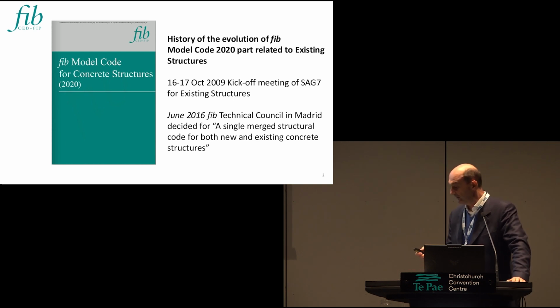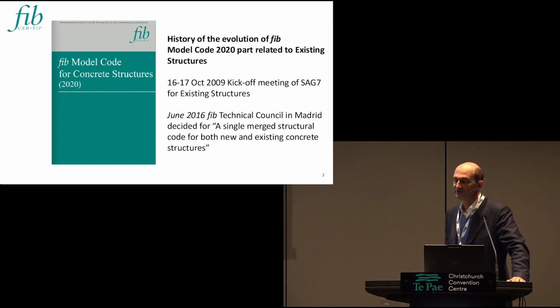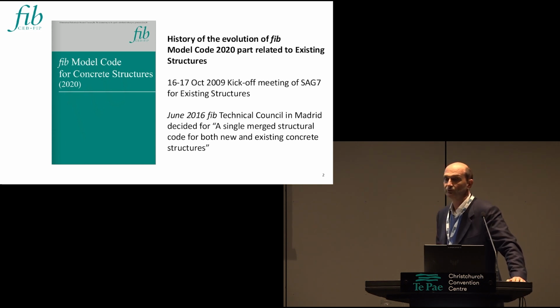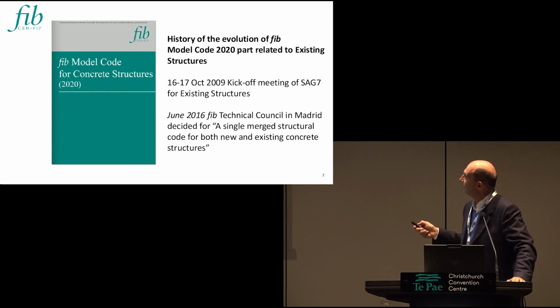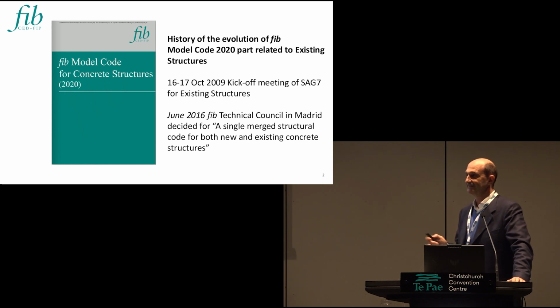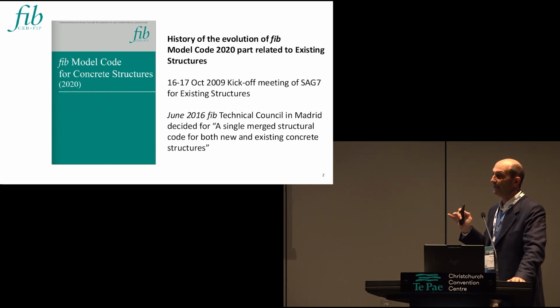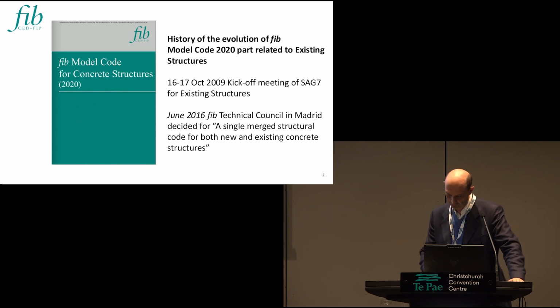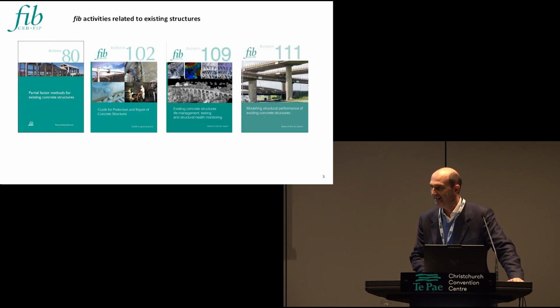We started a lot of discussion in fib. We started to create a special activity group in 2009. At the end, we developed some work. The first idea was to have a separate model code for existing structures from the new one. At the end, after a long discussion in the Technical Council in 2016, we decided to have a uniform code that covers all these aspects. And I think that was a good idea, personally.